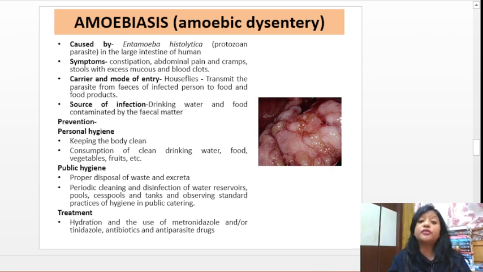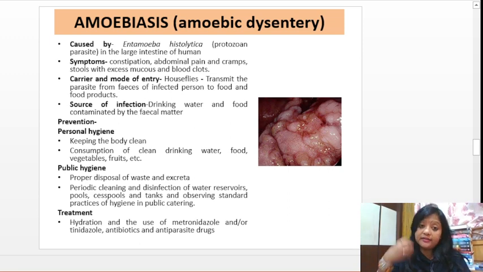Now next is amoebiasis. What is amoebiasis? It's also known as amoebic dysentery. This is caused by another protozoan known as Entamoeba histolytica. It's also a protozoan parasite which is present in the large intestine of human beings. I've given pictures here, so you can see how it looks and how its symptoms show.